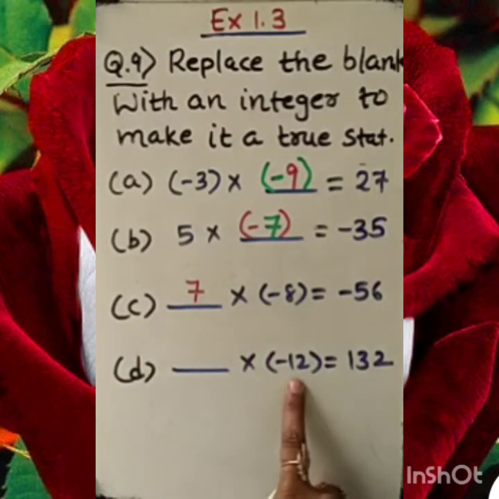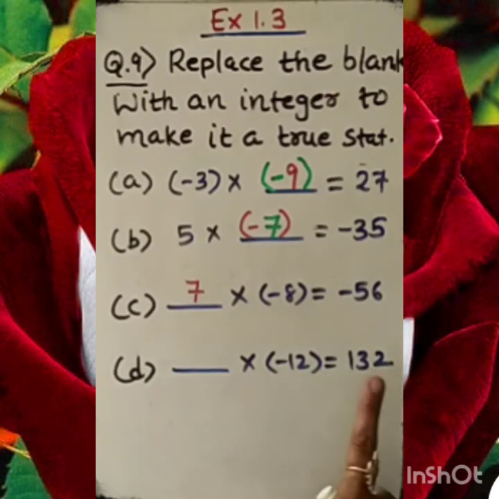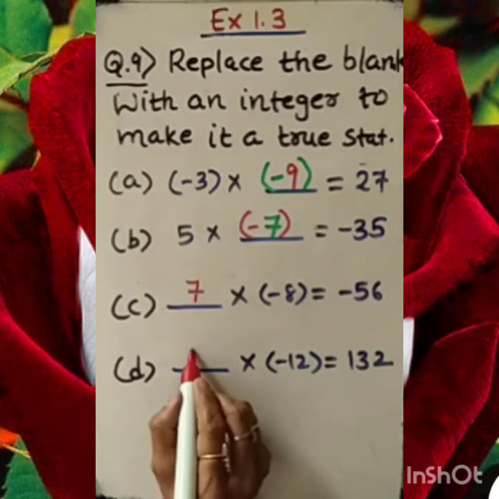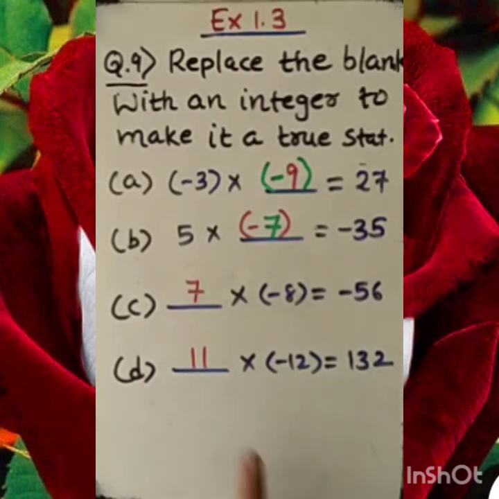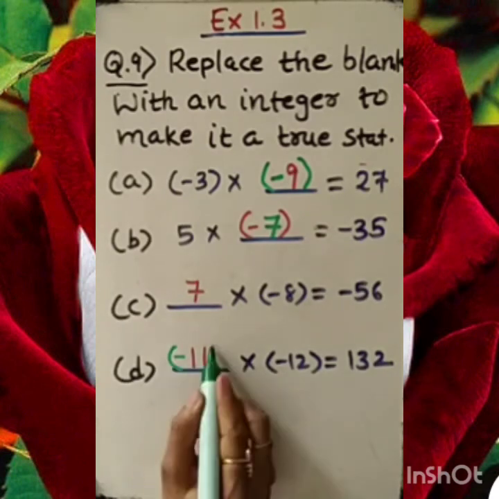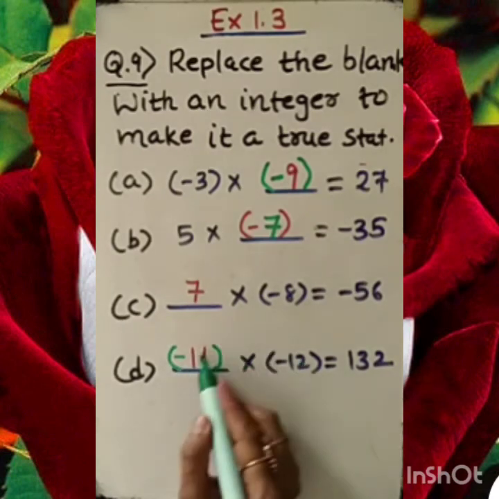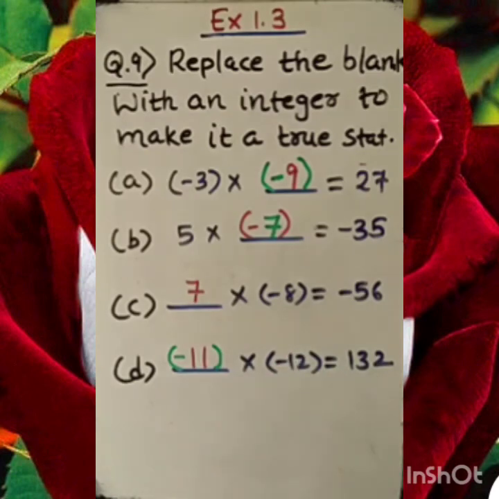Same thing here we need to work out. When we divide 132 by 12, it gives the result 11. Simply, I should say 11 into 12 gives the result 132. But observe that this 132 is positive, and here it is negative, minus. So I need to mark minus here also, because minus into minus, the product gives the result 132. Clear? So here, exercise 1.3.